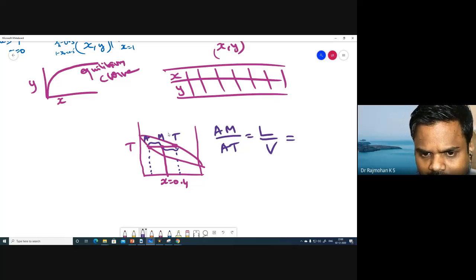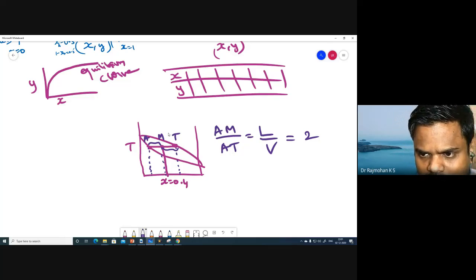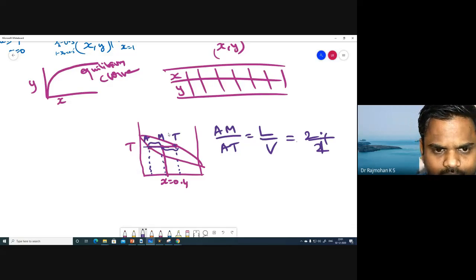So AM by AT is the L by V ratio, how much liquid and vapor is there. If you know the x-axis value itself, we can determine the portion of each. If you get this as 2, we can say L by V is 2 by 1. For every vapor there are 2 times liquid present at this particular composition and temperature.